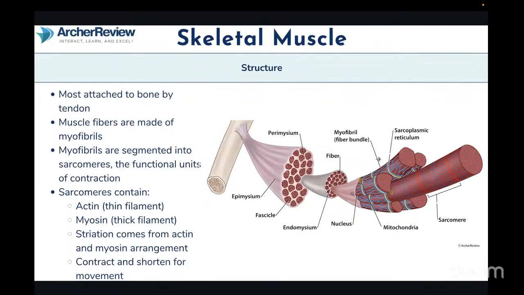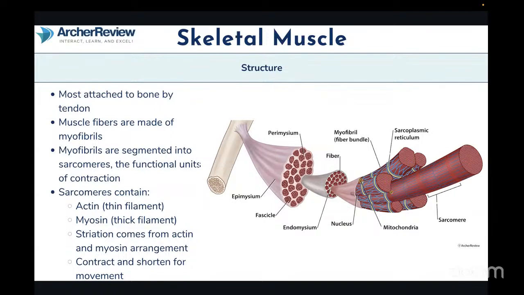Myofibrils are segmented into sarcomeres, and the sarcomere is the functional unit for contraction. This is like the equivalent of a neuron, which makes up a nerve, right? It's the basic component of the nerve. Same thing with sarcomere and muscles. Sarcomere is the functional unit of the muscle. This is the functional unit for contraction.